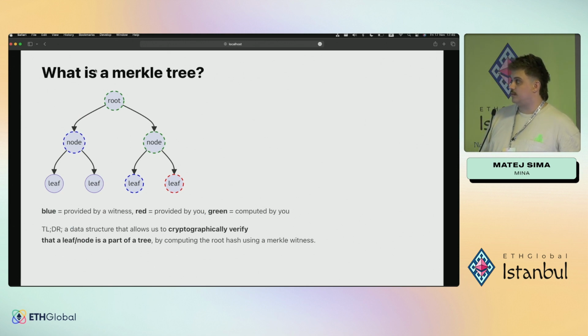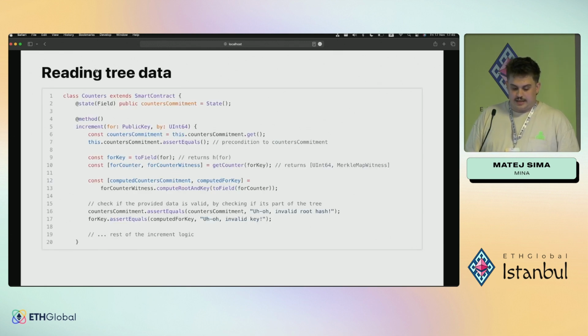So let's go through what a Merkle tree is. A Merkle tree is a cryptographic data structure that allows you to verify that certain data is part of a larger data set. And you can do that using Merkle tree witnesses. So if we apply this concept and take a Merkle tree and start using it within our smart contract proofs, we can circumvent the storage limitation of the 8 fields, and we can have essentially infinite state as long as it fits into our Merkle tree. So if the tree is tall enough, we can have essentially unlimited state.